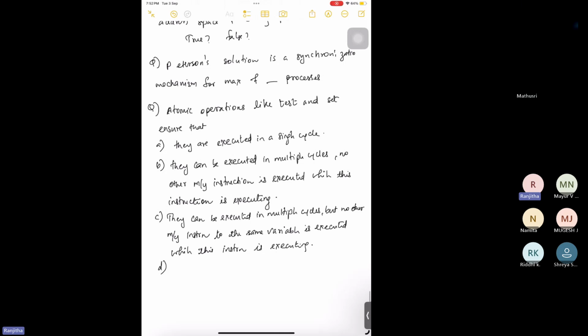Peterson's solution is a synchronization mechanism for maximum of dash processes. Two processes. Yeah, it is two processes.